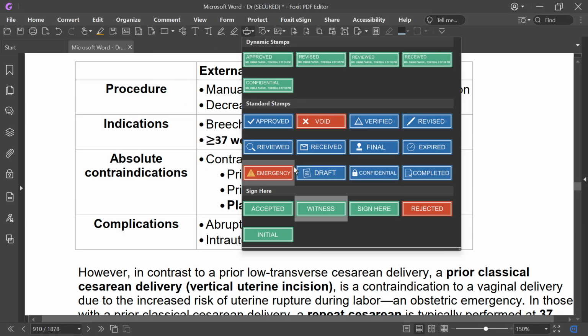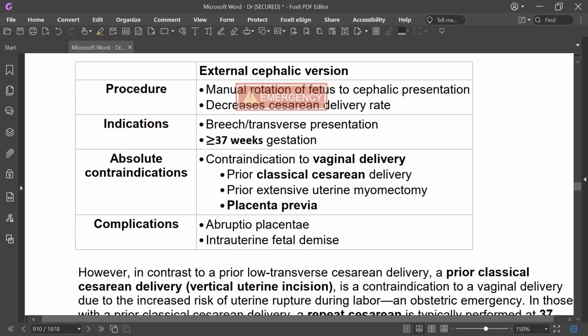Now ECV, external cephalic version. This is a very emergency box. You have to remember that the external cephalic version procedure is manual rotation of the fetus to cephalic presentation. Externally, you will position the patient into cephalic way. That is external cephalic version.